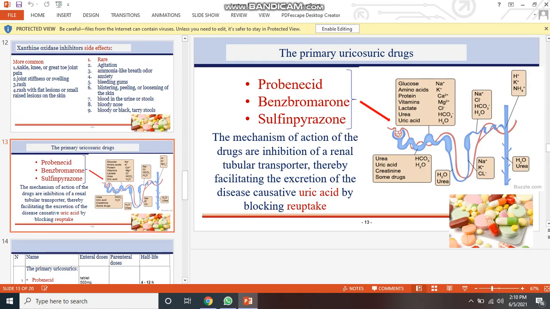The primary uricosuric drugs are probenecid, benzbromarone, sulfinpyrazone. The mechanism of action of these drugs is inhibition of the renal urate transporter, facilitating the excretion of disease-caused uric acid by blocking reabsorption. As you see in the diagram, glucose, amino acid, protein, vitamin, lactate, uric acid, all are in their vessel, and also urea, uric acid, that you know very well.